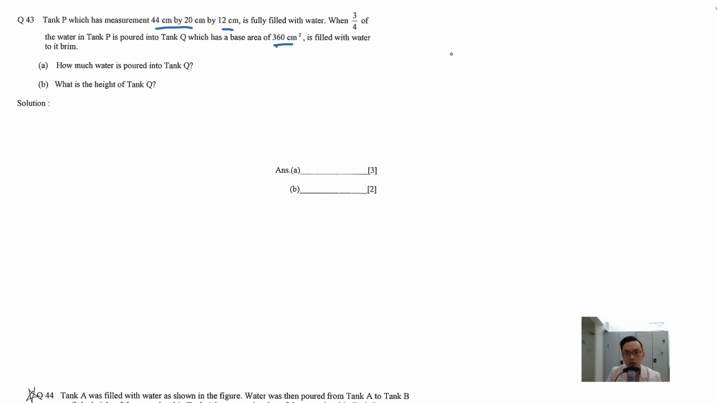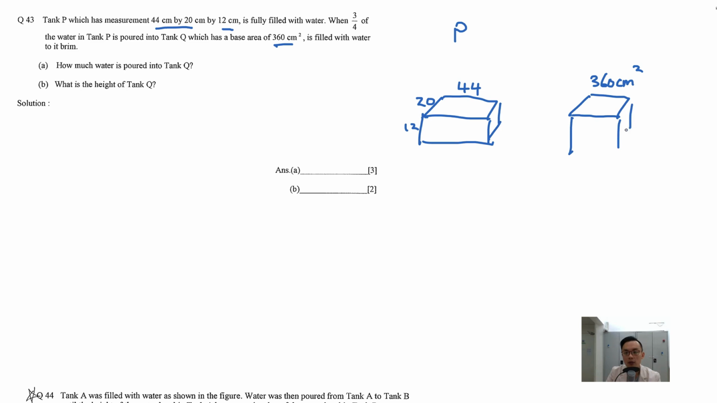Okay, let's take a look. So tank P, let's draw it out. So I have a base area and I have some kind of a height. So this is 44 by 20 by 12. It's fully filled with water. 3/4 of the water is poured into tank Q and the base area is 360 cm squared.